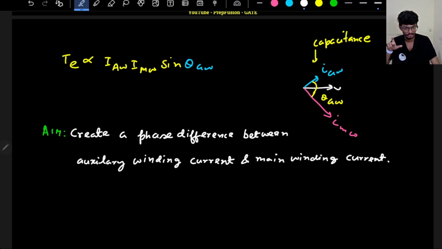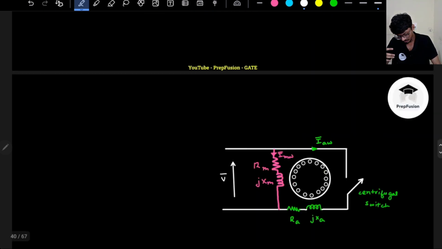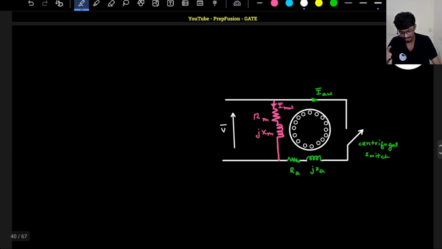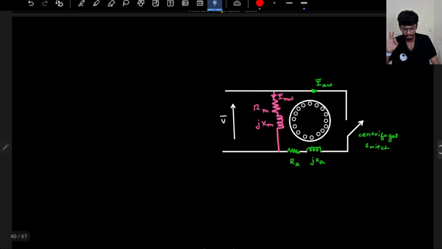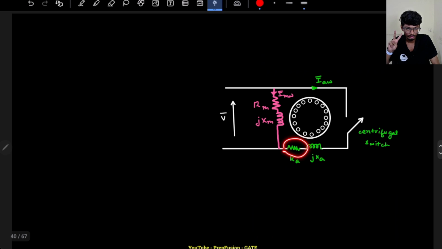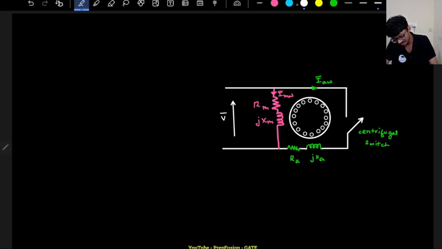That is the main purpose over here. There are many methods, many ways to do it. The first one is using simple resistors. I will add a resistance in the auxiliary winding with what is called a centrifugal switch. A centrifugal switch basically means it will turn on during the starting, and after that it will automatically be turned off.